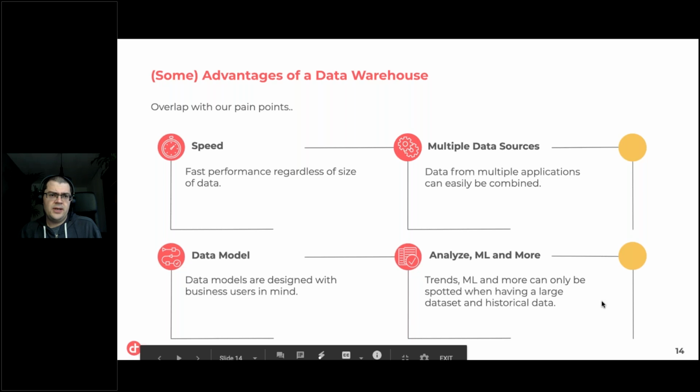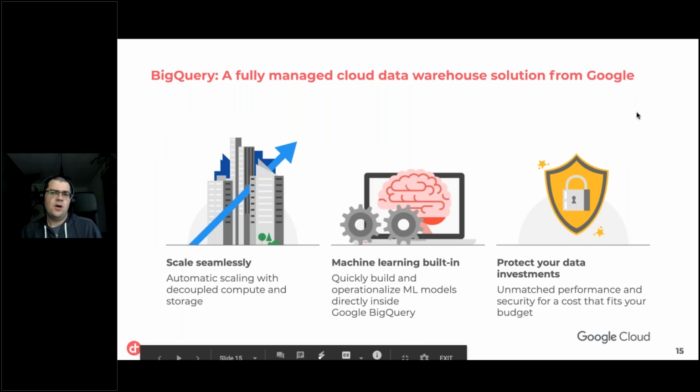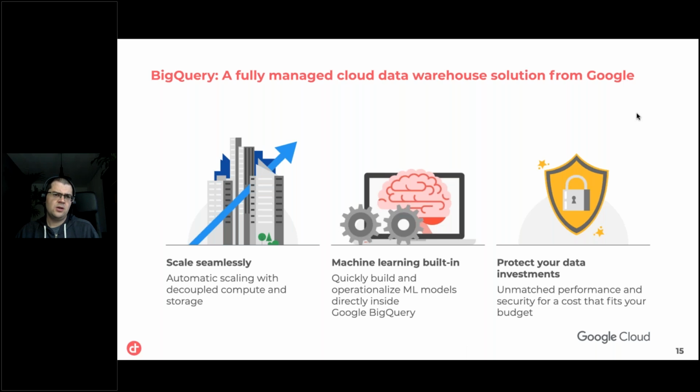These all really overlapped with our pain points, and we saw, okay, we can quite reduce our pain points if we implement this. So the obvious choice for us was Google's BigQuery. The whole application and the whole landscape were already running on Google Cloud, so BigQuery was an obvious choice. It integrates very nicely with the rest of the tools. BigQuery is basically a fully managed cloud data warehouse solution from Google.